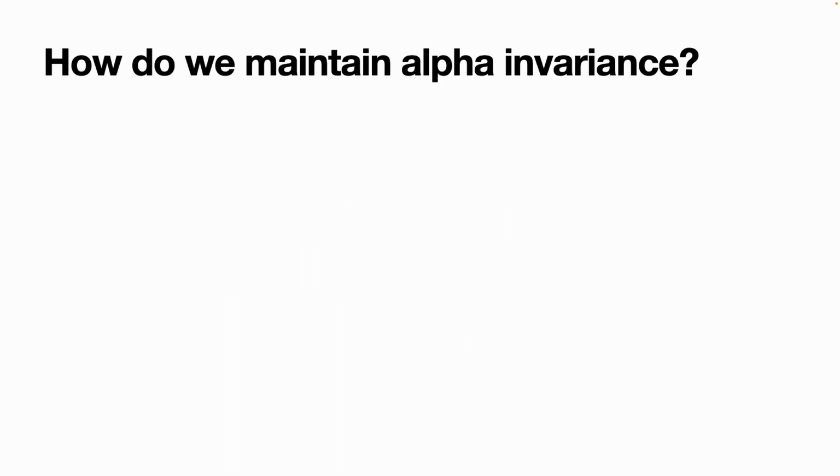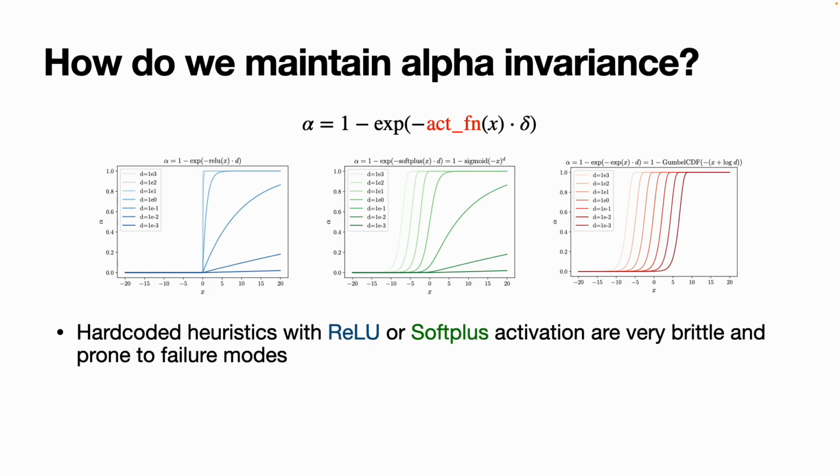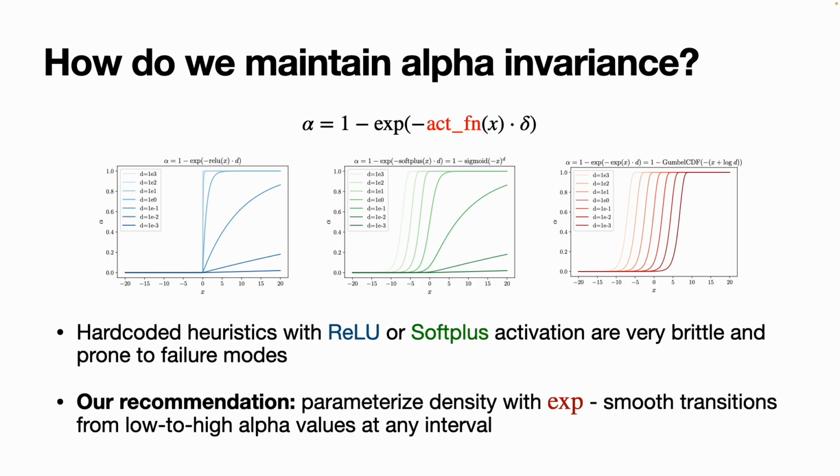How do we maintain alpha invariance? In this expression, x is the raw output from the underlying neural field. It must be rectified so that it is non-negative. So, which activation function do we use? Well, the literature uses three: ReLU, softplus, and exponent. Here, we plot alpha as a function of the raw output x and interval length d for each of the three activation functions. In practice, we find that models using ReLU and softplus to rectify x use brittle heuristics to stabilize optimization. Our recommendation instead is to parameterize density with exponent.